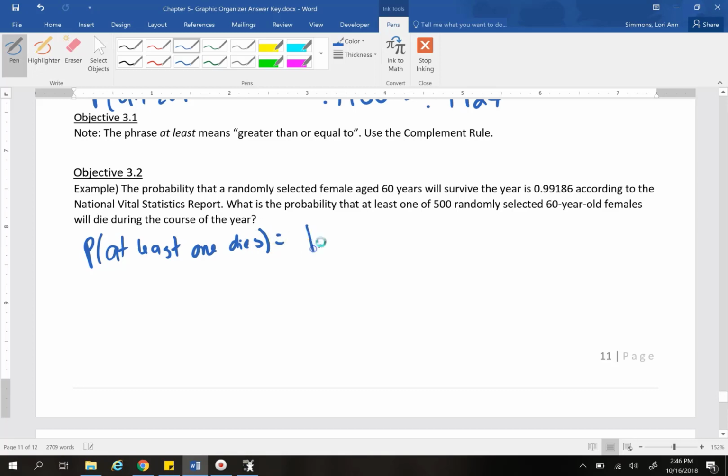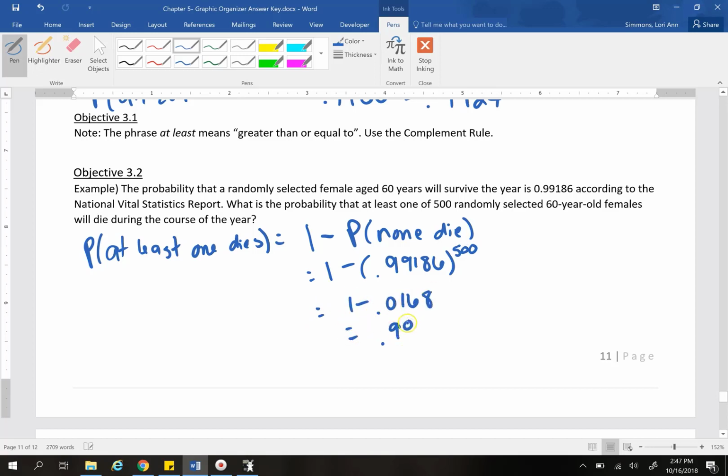If we use the complement rule, that's 1 minus the probability that none die. We know the probability of not dying is 0.99186. And how many do we have that are going to be surviving? That's 500. So we raise it to the 500. We get 1 minus 0.0168. This is equal to 0.9832.